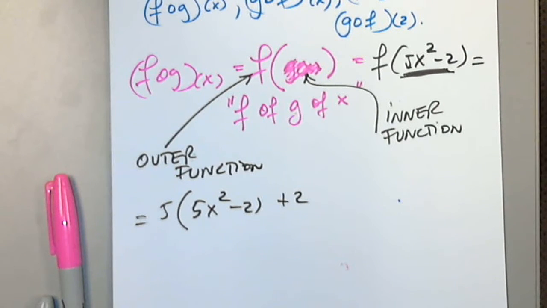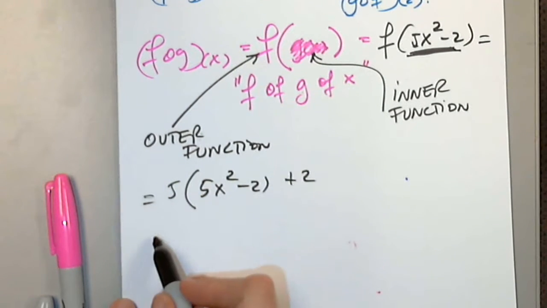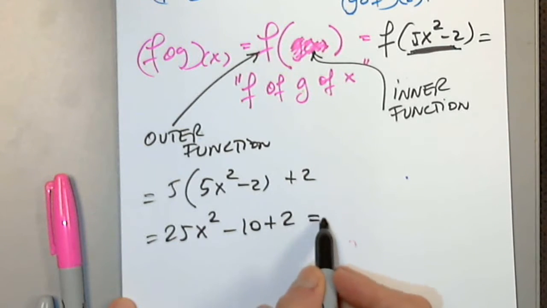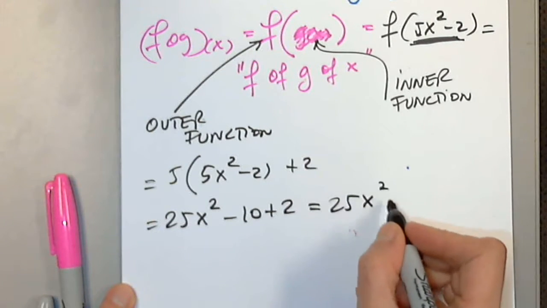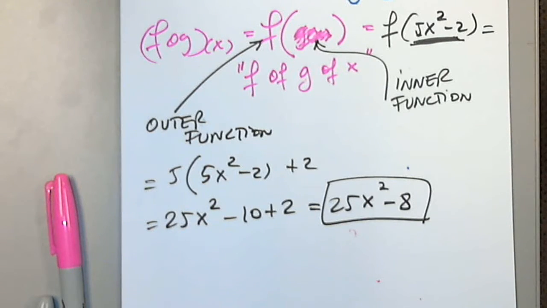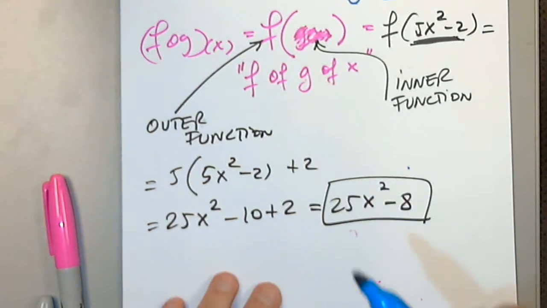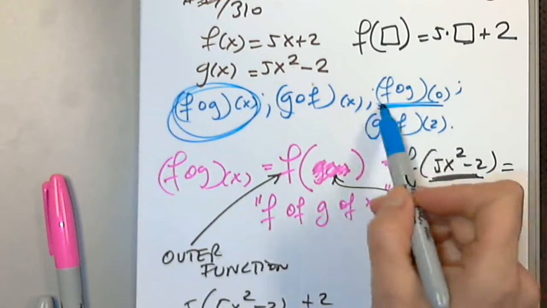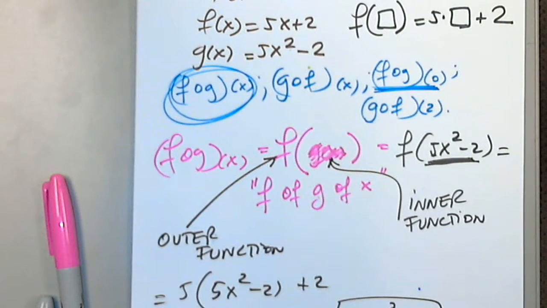Are you with me, everyone? Yes? Alexis, are you okay? Okay. So I distribute: 25x squared minus 10 plus 2, and this is 25x squared minus 8. What did we accomplish? We determined this function. We have it now. Why don't I evaluate it at what value of x?